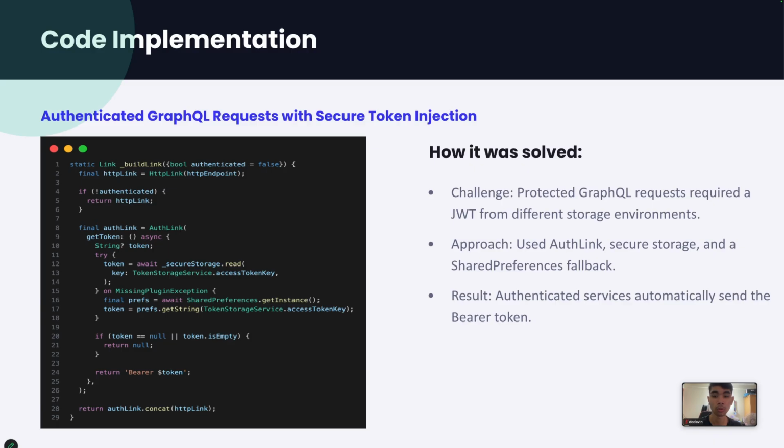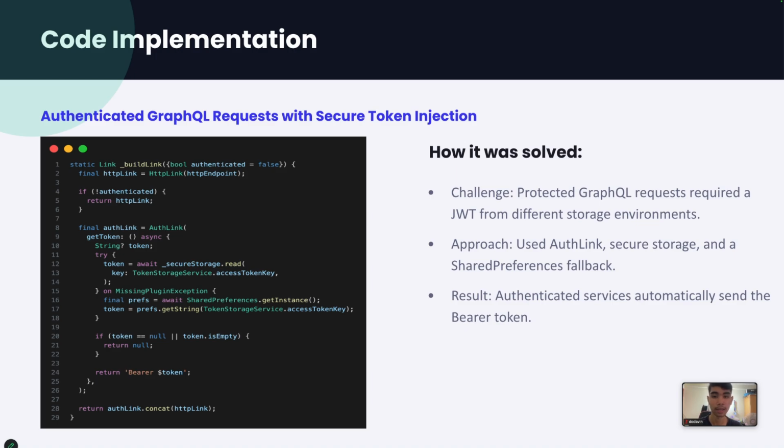Okay, so moving to the next slide. I cover authenticated GraphQL requests with secure token injection. Many features such as profile, relationship, playlist, and liked songs require a JWT access token. It would be unsafe and repetitive for every screen or service to read and attach the token manually.